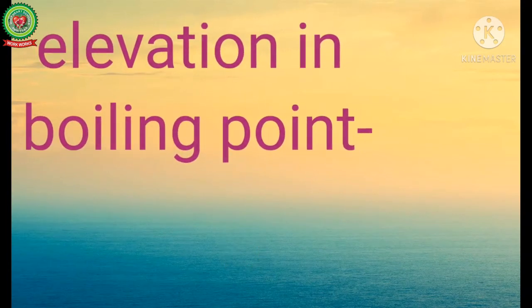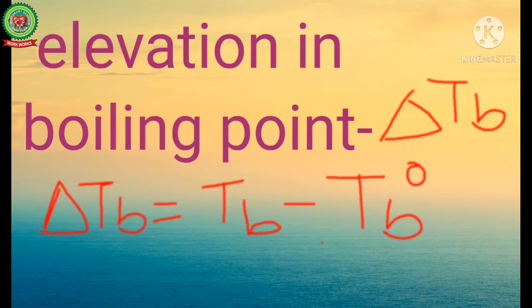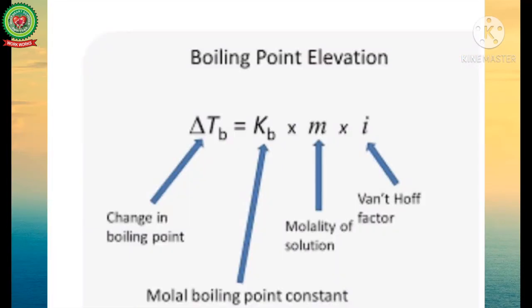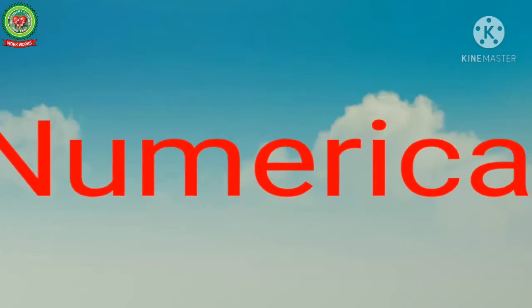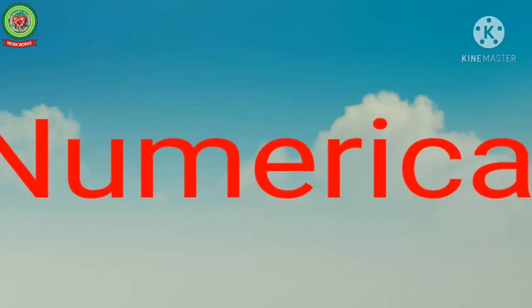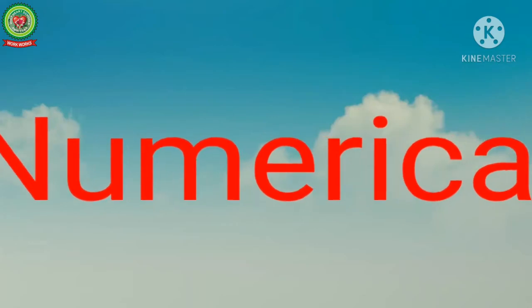So from here we can calculate the elevation in boiling point, that is delta TB, and delta TB is equal to TB minus TB naught. So the formula for elevation in boiling point is delta TB is equal to Kb into m into i, where Kb is the molal boiling point constant, m is molality and i is the Van 't Hoff factor. Now we are going to discuss numericals based on elevation in boiling point.